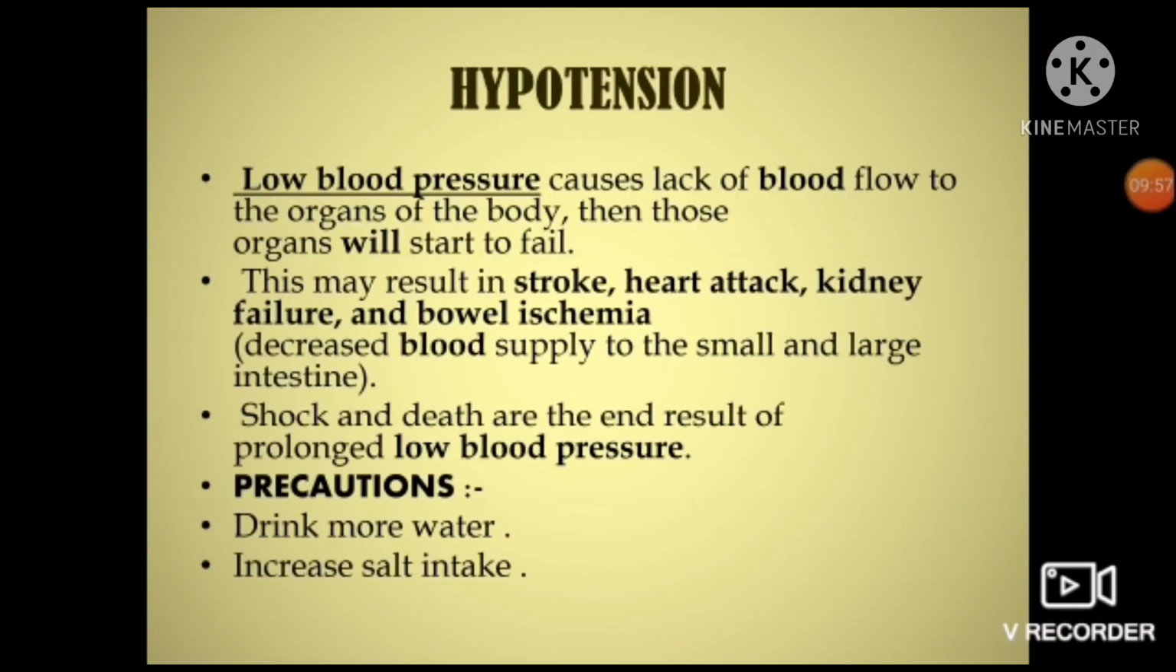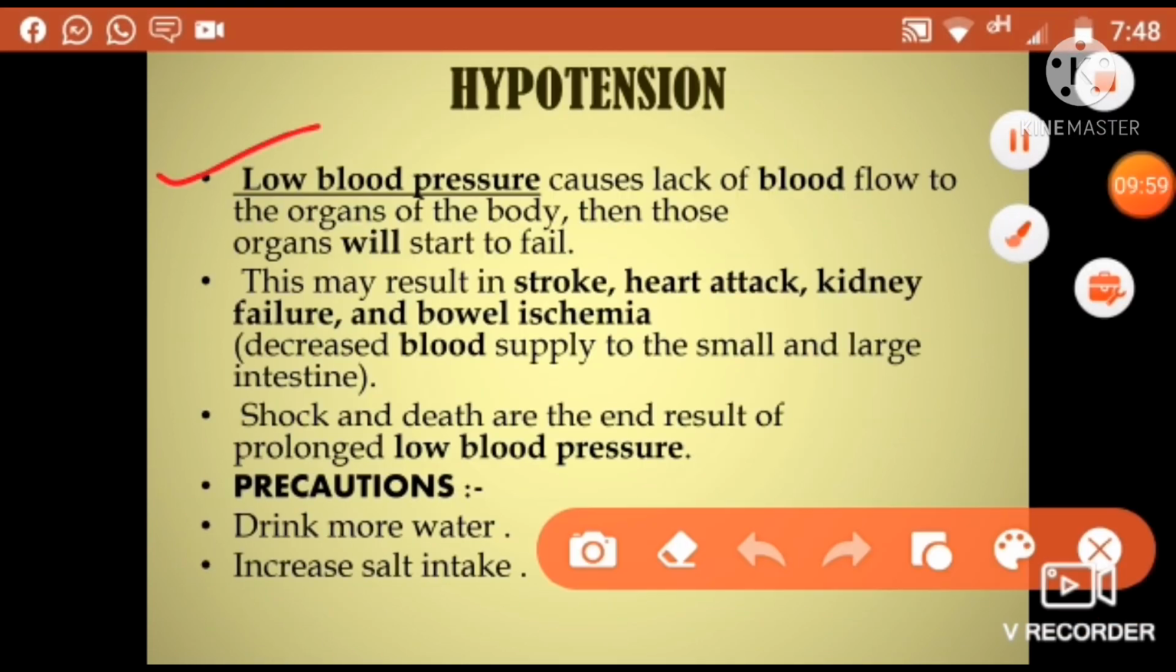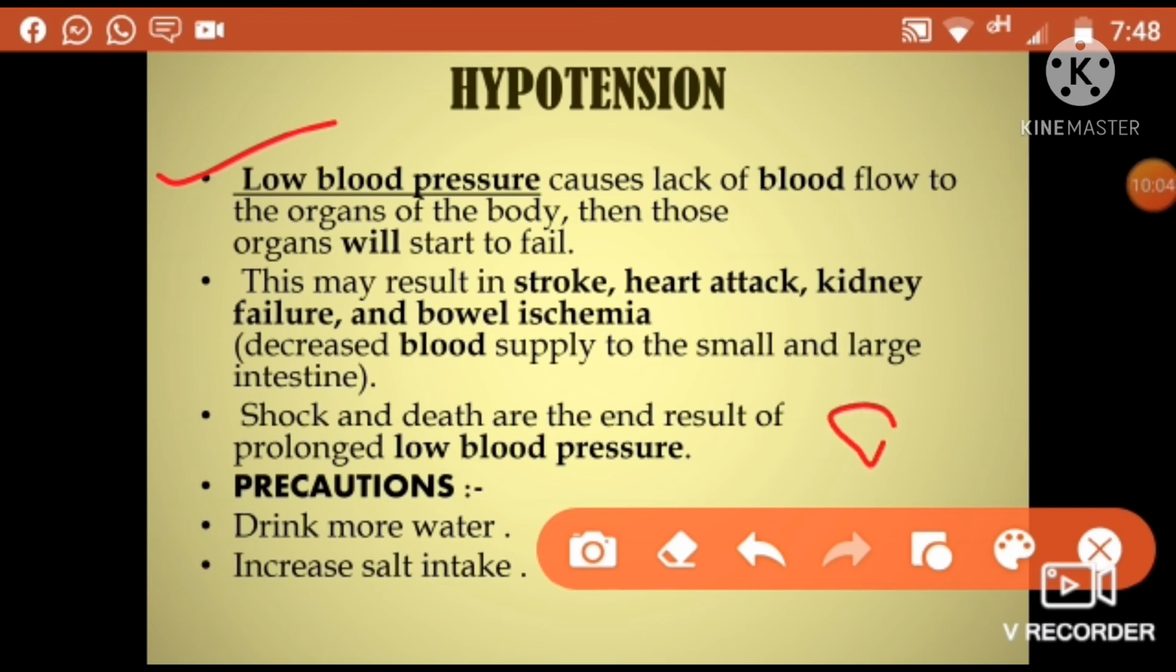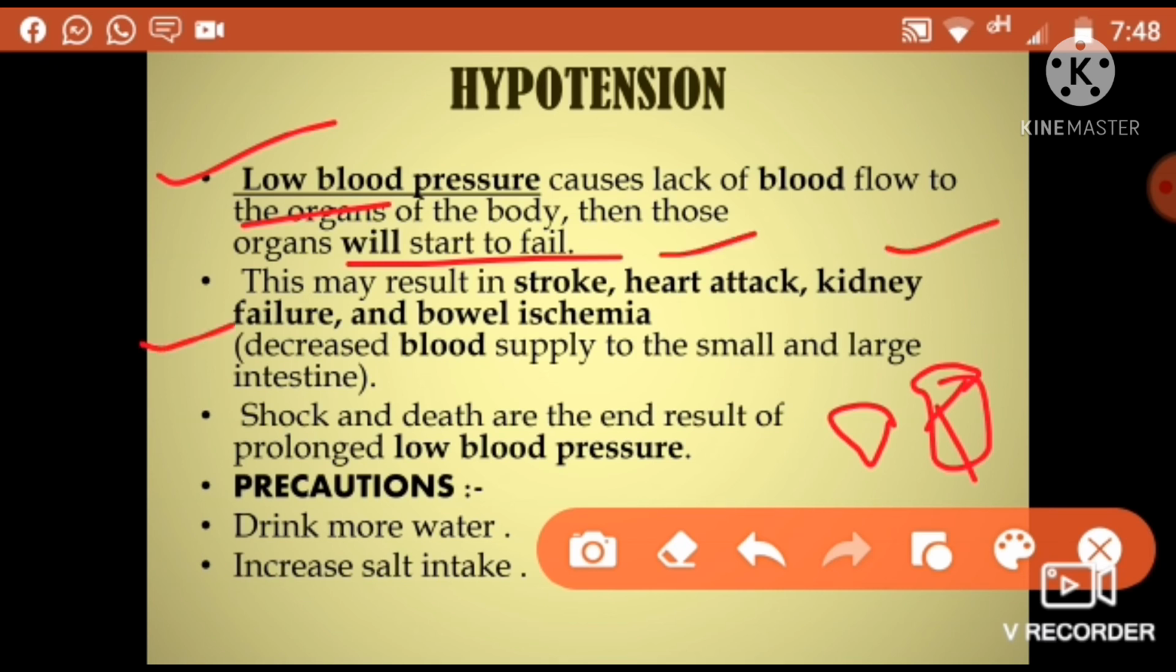Hypotension is a low blood pressure level in which organs like our kidney, our heart, and many other important organs start to fail and faint due to less oxygen supply and less blood flow. This may result in stroke, heart attack, kidney failure, and bowel ischemia. Bowel ischemia means decreased blood supply to the small and large intestine, which may affect your digestion and intestinal flora.